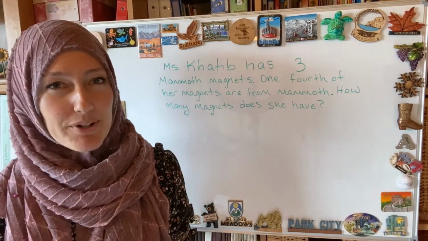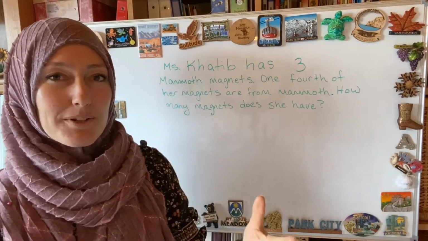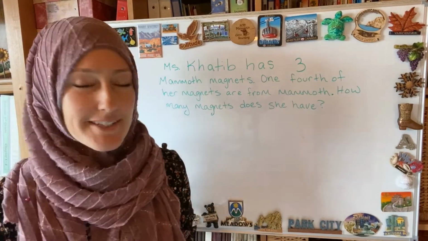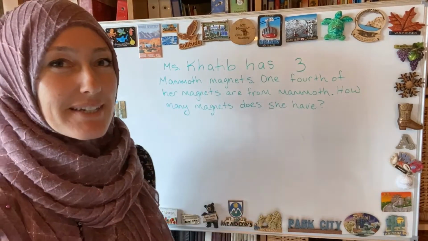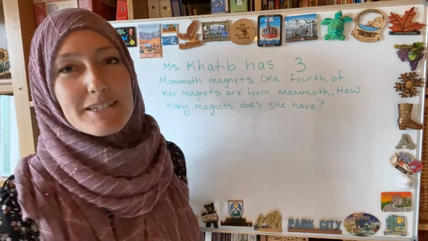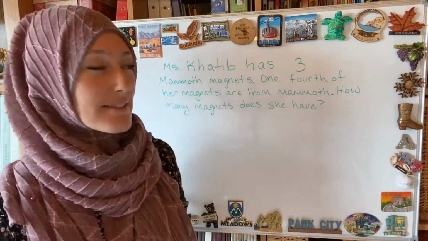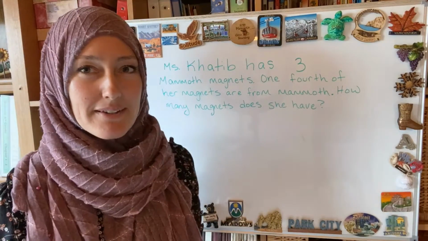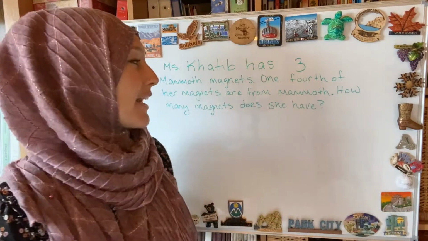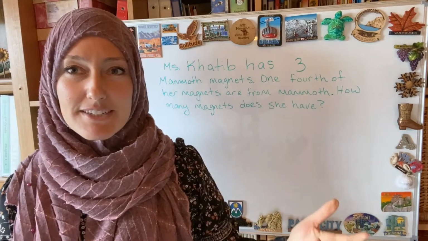This is lesson 8.9. It is finding the whole amount using a unit fraction, and it's a problem-solving lesson, so it is breaking down the word problems. So Ms. Khatib has 3 mammoth magnets. 1/4 of the magnets are from mammoth. How many magnets does she have altogether?